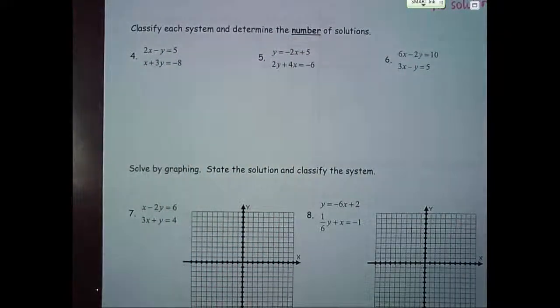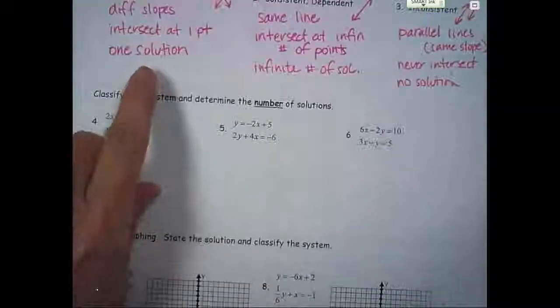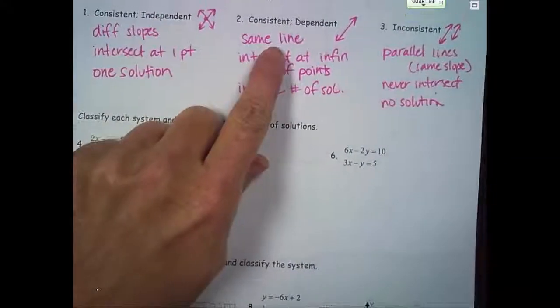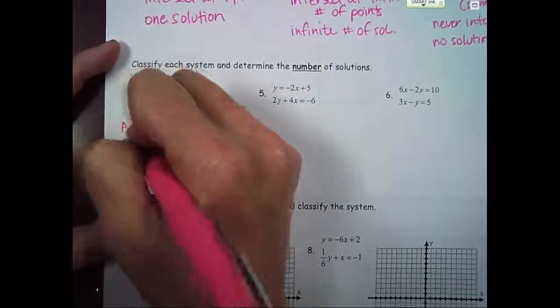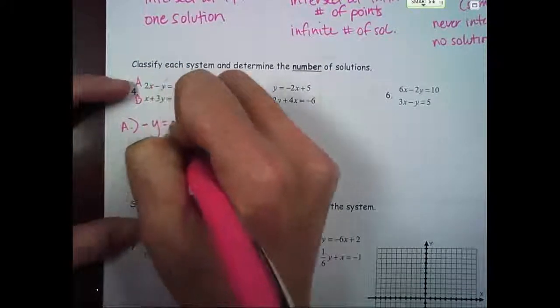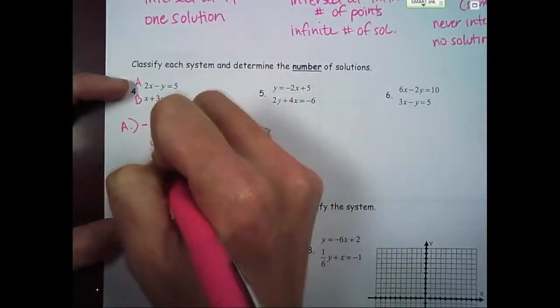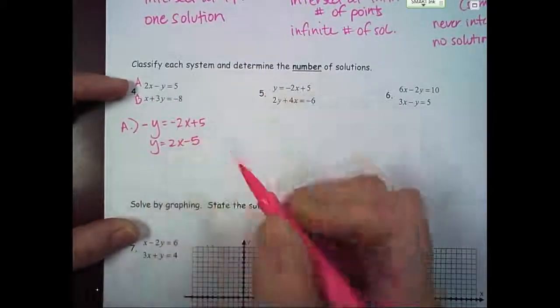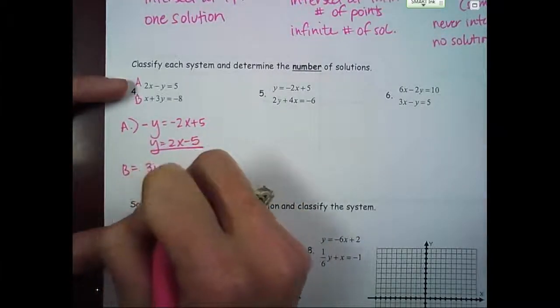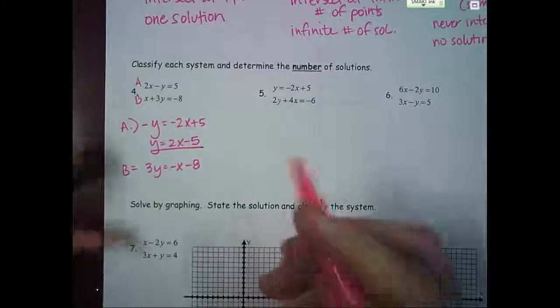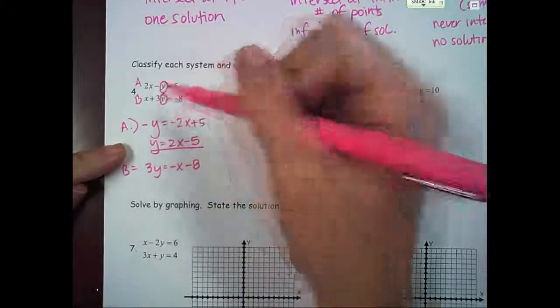Alright. Now then, classify each and determine the number of solutions. Guys, you can't really do that without looking at the slope of the line. You don't actually have to graph it, but you have to know the slope. They either have different slopes, same line, same slope, or parallel. So let's put them both in y equals form. So we're going to start with A. And then go to B. And all I did, guys, is I just solved for y for each one.